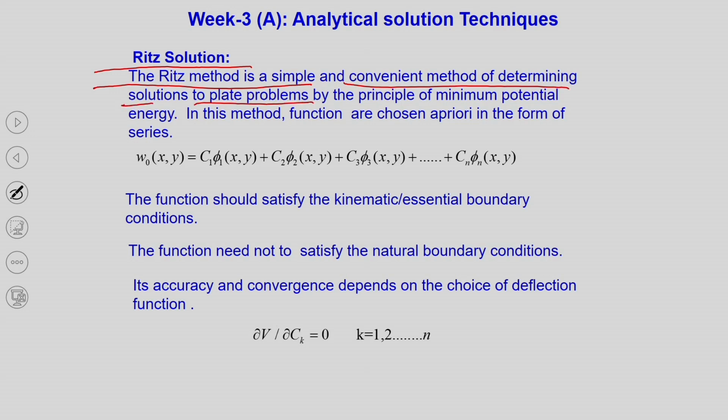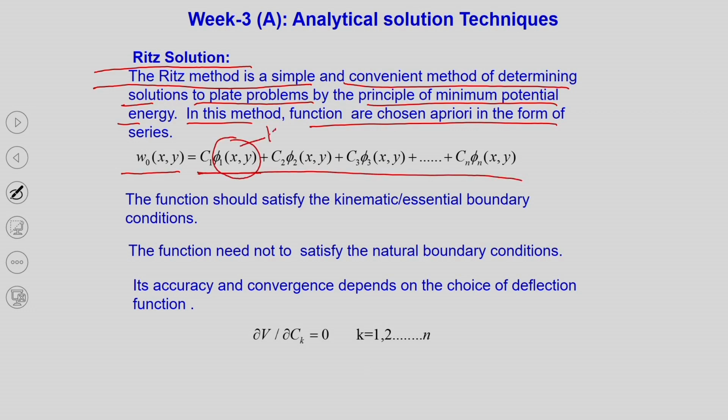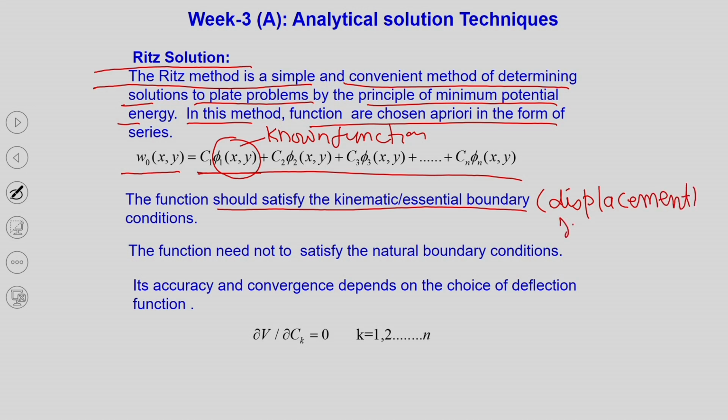Basically this technique uses the weak form of the problem, like the minimum potential energy form. In this method, functions are chosen a priori in the form of a series. So we choose a series like that, where these are known functions which satisfy the kinematic or essential boundary conditions. Kinematic or essential boundary conditions mean displacements and rotations.